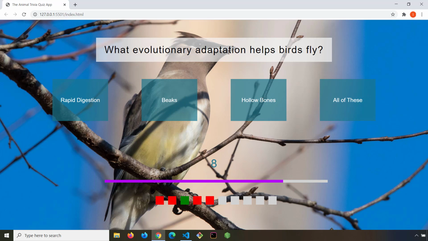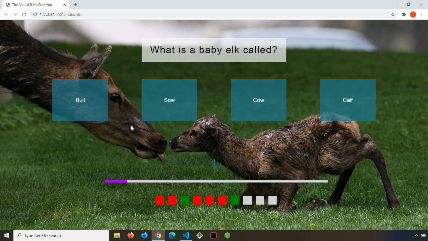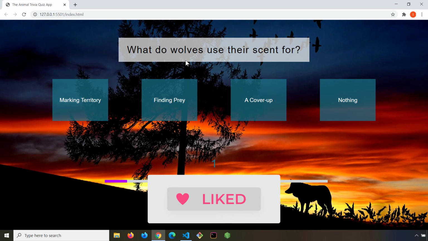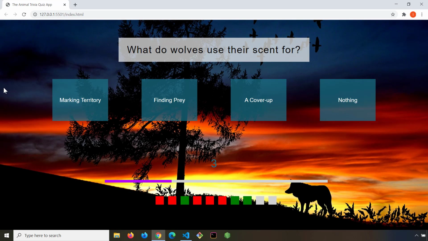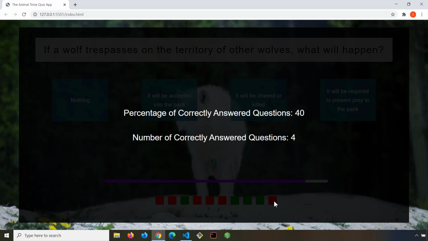So what evolutionary adaptation helps birds fly? Well, which one of the following is not one of the 4 remaining subspecies of elk in North America? Like, let's say Highland. That was correct. What is a baby elk called? It's a calf, I know. What do wolves use their scent for? Like marking territory. That was correct as well. If a wolf trespasses on the territory of other wolves, what will happen? I mean, it will be required to present prey to the pack. Oops, that was incorrect as well.